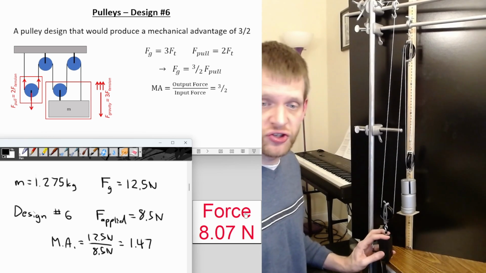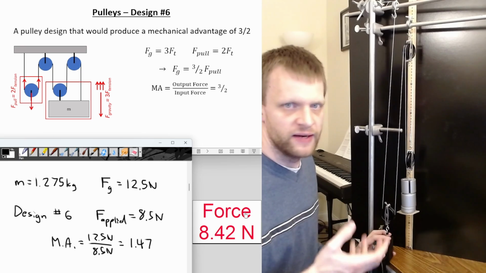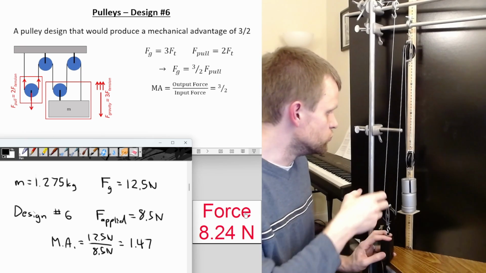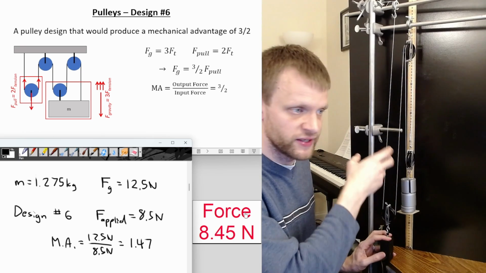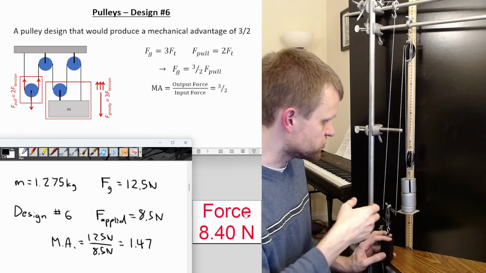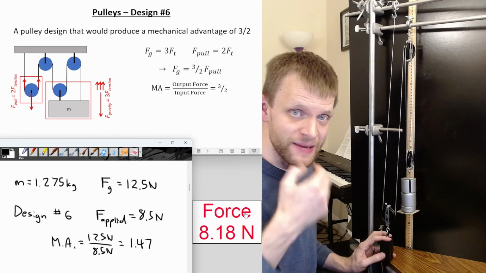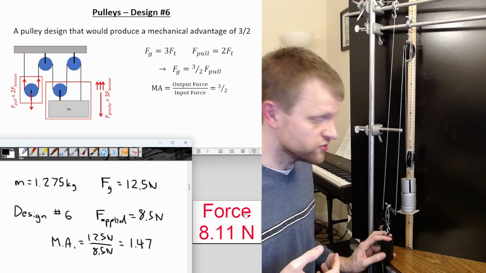Again, pretty close to the 1.5 that we were expecting from the theoretical model. But again, there's always going to be some losses due to friction, the mass of the pulley itself having to be moved along with this, any flexing in the string. But again, we get a pretty close matchup between these.